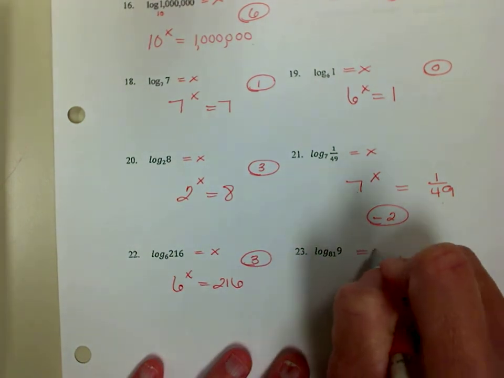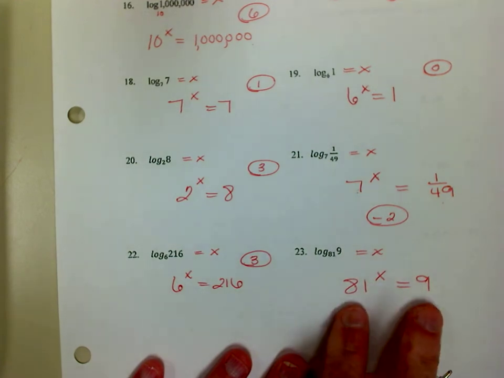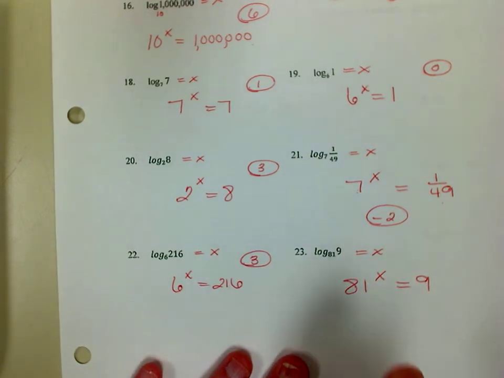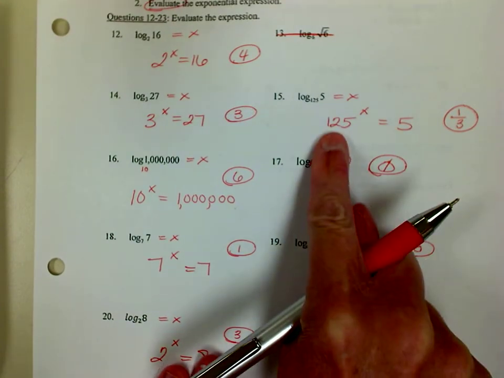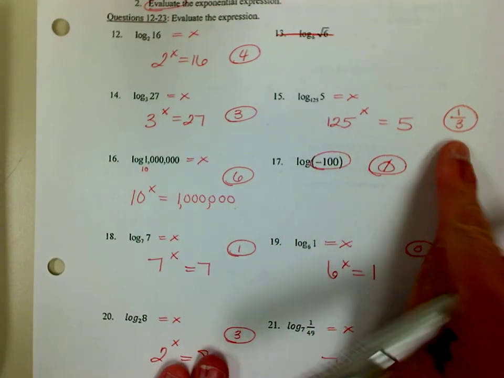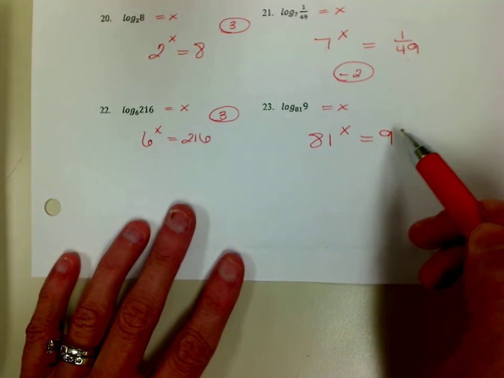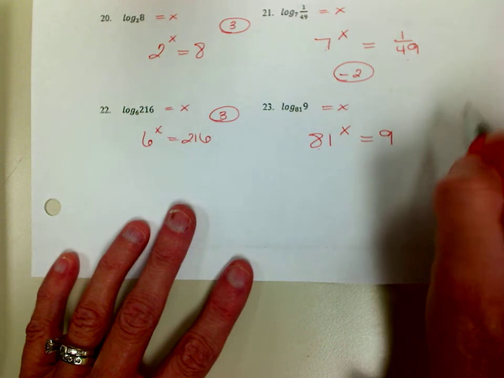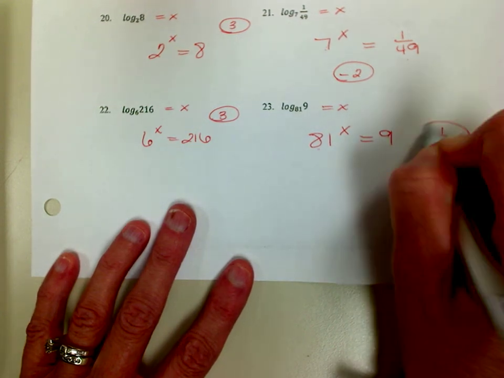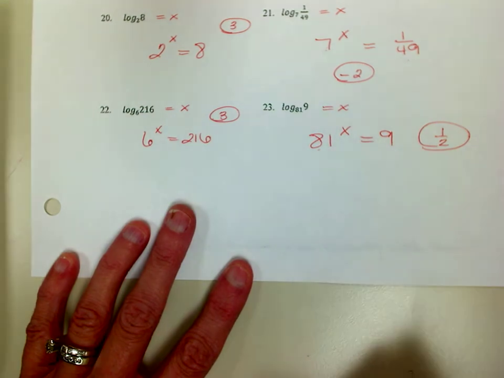And finally 23. 81 to some power is 9. Well, this one's just like number 15 because the base is bigger than the argument, which means my answer should be a fraction. So I have to figure out 9 to what power is 81, and then whatever that power is, I flip it. So it has to be 1/2. Since 9 squared is 81, 81 to the 1/2 is 9.